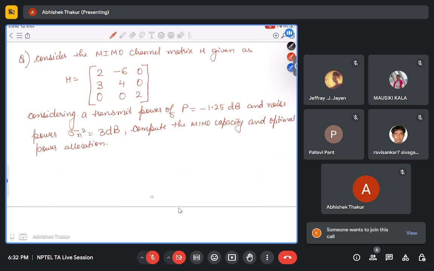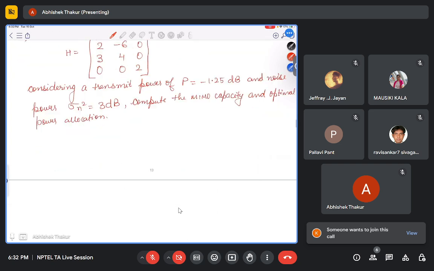So in this question, a channel matrix H is given, and also the transmit power P is given as minus 1.25 dB and the noise power is given as 3 dB. We have to compute the MIMO capacity and the optimal power allocation. So we have studied all the concepts based on this, so we'll solve this question now.